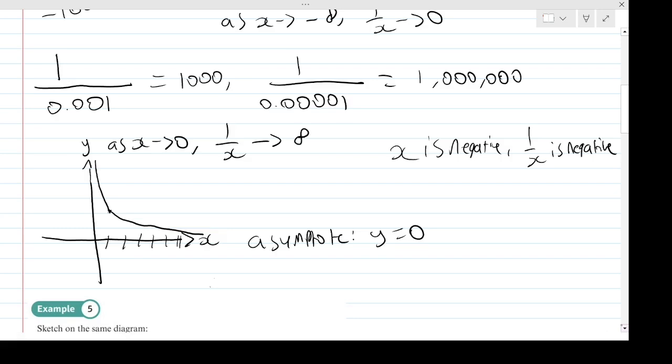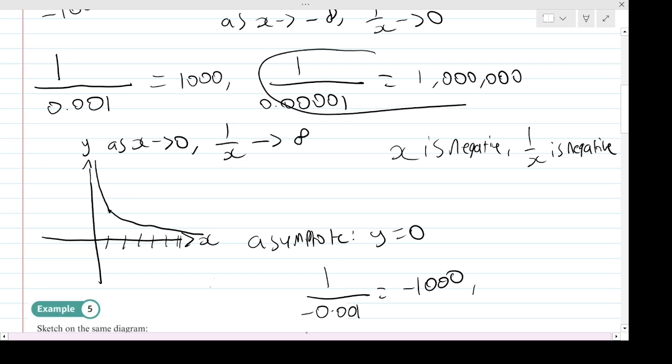Because if you think about 1 over, let's say we did the same values here, but if we did, say, minus 0.001, that'd be negative 1,000, right? And then if we did the same here, it'd be negative 1,000,000. So that negative sign actually means it's going towards negative infinity. So a negative, a really big number. So instead of positive infinity, when it's going upwards, it's going to go downwards.